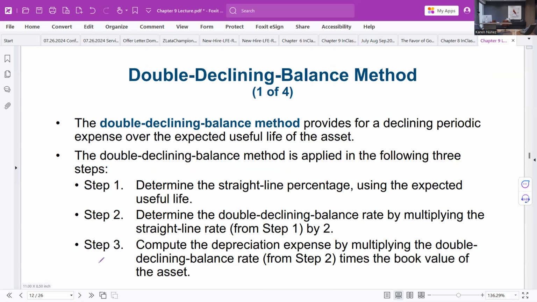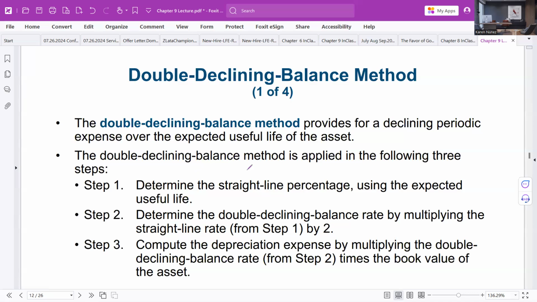Let's go on and talk about the double declining balance method. The double declining balance method provides for what we call a declining rate of depreciation over the estimated useful life. That means every year the depreciation gets smaller and smaller. We start out recognizing more depreciation, and it declines as the age of the asset increases.